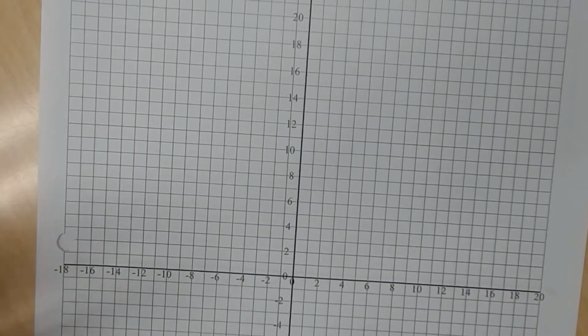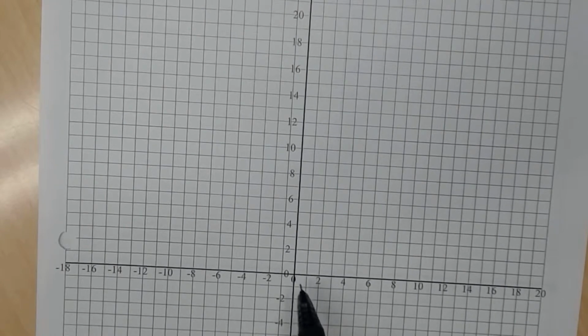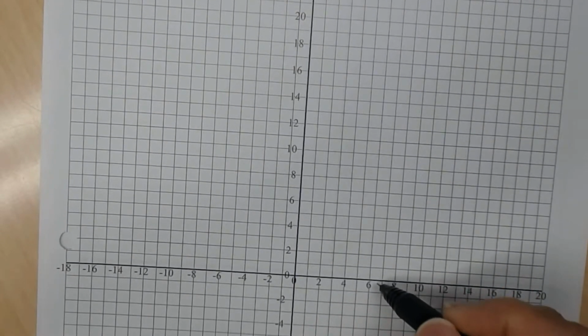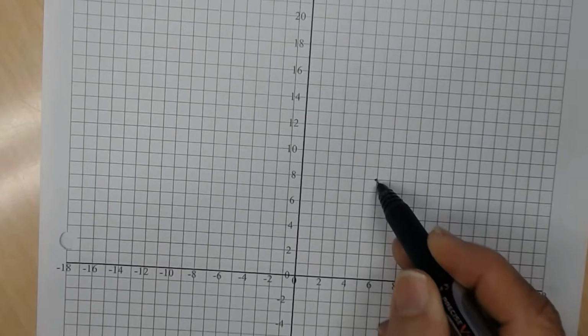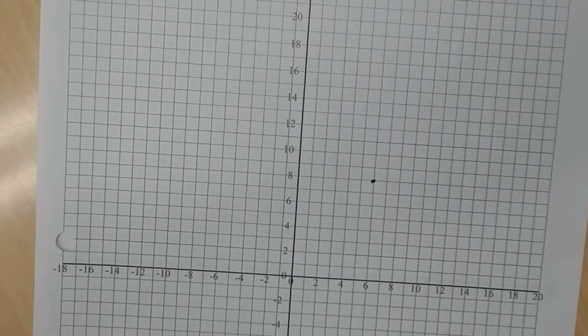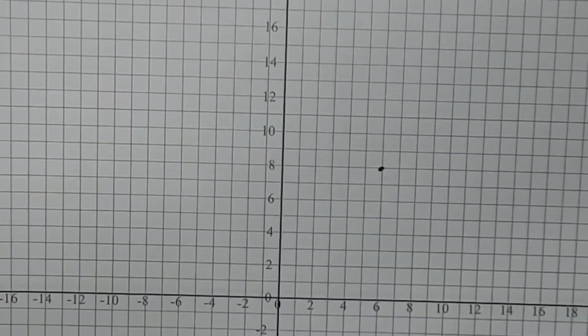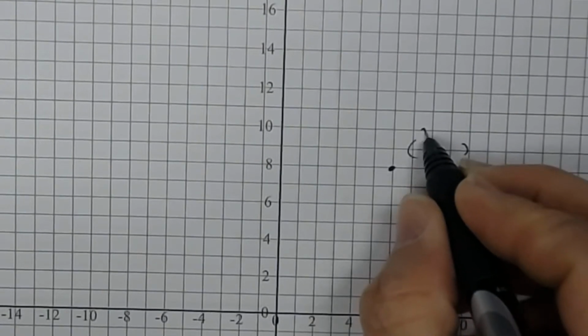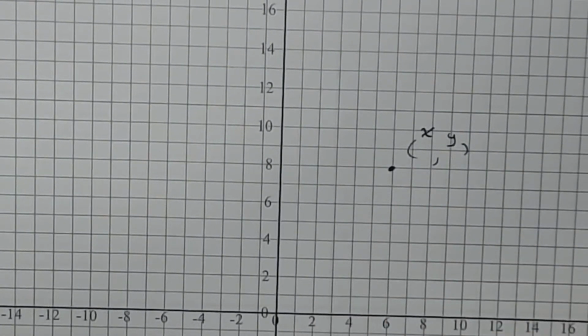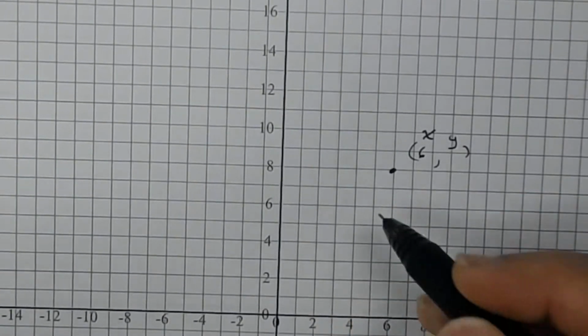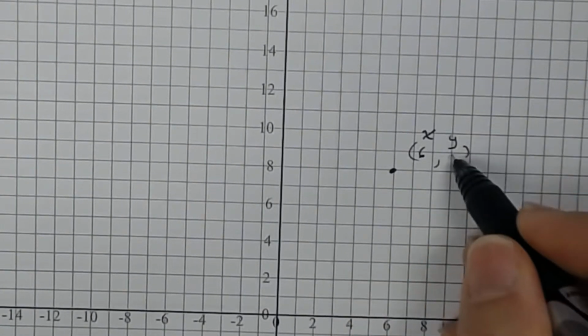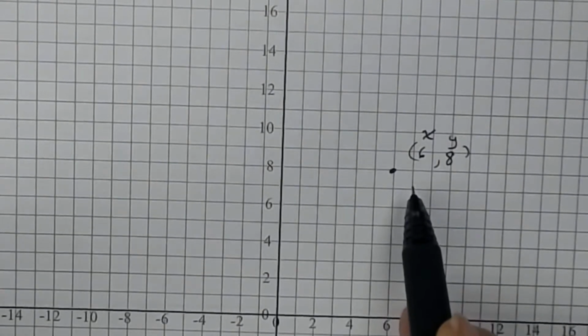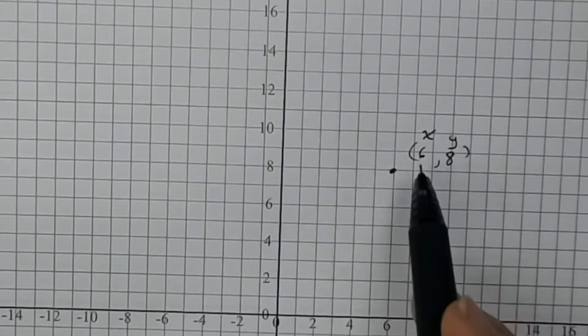And when plotting points and labeling points, you always start at the origin. So if we look at this point right here, and go ahead and enlarge this. If I want to label it, remember, your first coordinate is the x-coordinate, your second coordinate is the y-coordinate. So I'm going to start at the origin, go to the right 6 units, so the x-coordinate is 6, and go up 8 units, so my y-coordinate is 8. So that point is stated as (6, 8).